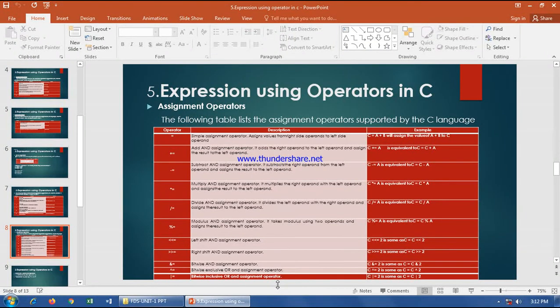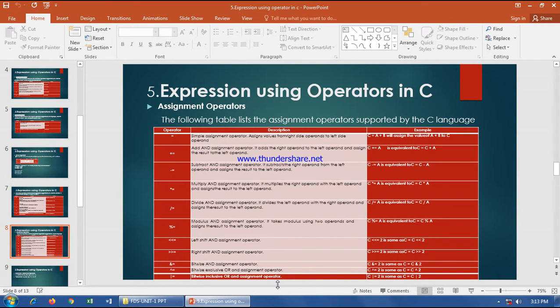The next one is the assignment operator. The following table lists the assignment operators supported by the C language. First one is equal to, which means the simple assignment operator. It assigns values from the right side operation to the left side operation. Here we are using C is equal to A plus B, which means we will assign the value A plus B to C, right? C is equal to A plus B.